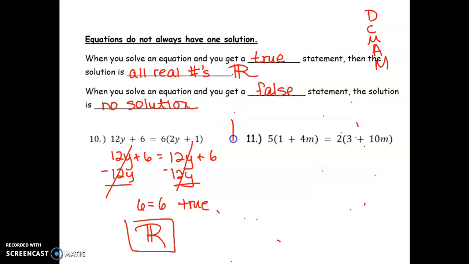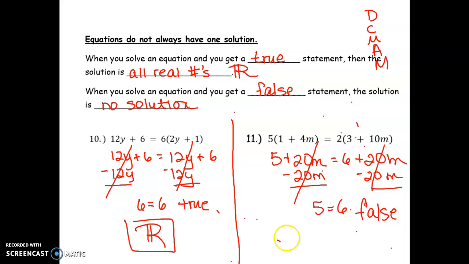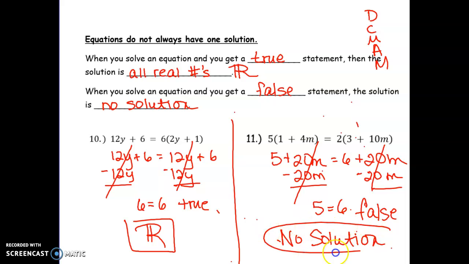Okay? Now, that's a little bit different than number 11. When I distribute number 11, 5 times 1 is 5. I get 5 plus 20m is going to be equal to 6 plus 20m. So I distributed those. I can't combine my like terms. But when I move my variable by subtracting 20m from both sides, the 20m's cancel out on both sides, and I'm left with the two constants, 5 equals 6. Well, that's a false statement. Last time I checked, 5 did not equal 6. So that means there is no solution. There's no number that would make that work. So it's no solution. Okay.